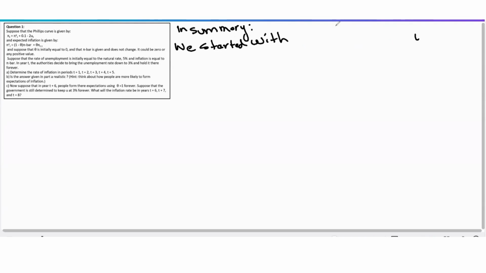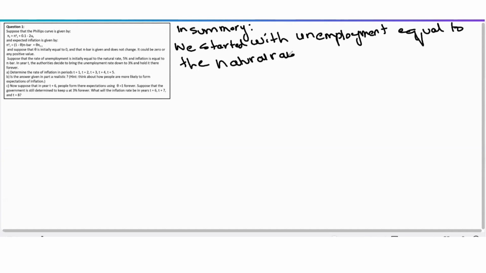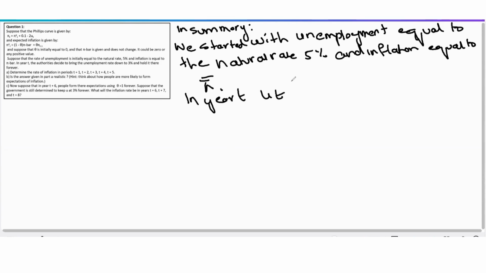So basically we started with unemployment equal to the natural rate, 5%. So this is what we started with. And then the change in inflation was equal to pi bar. Then we said that in year T, U_T decreases from U_N, which is 5%, to 3%, right?